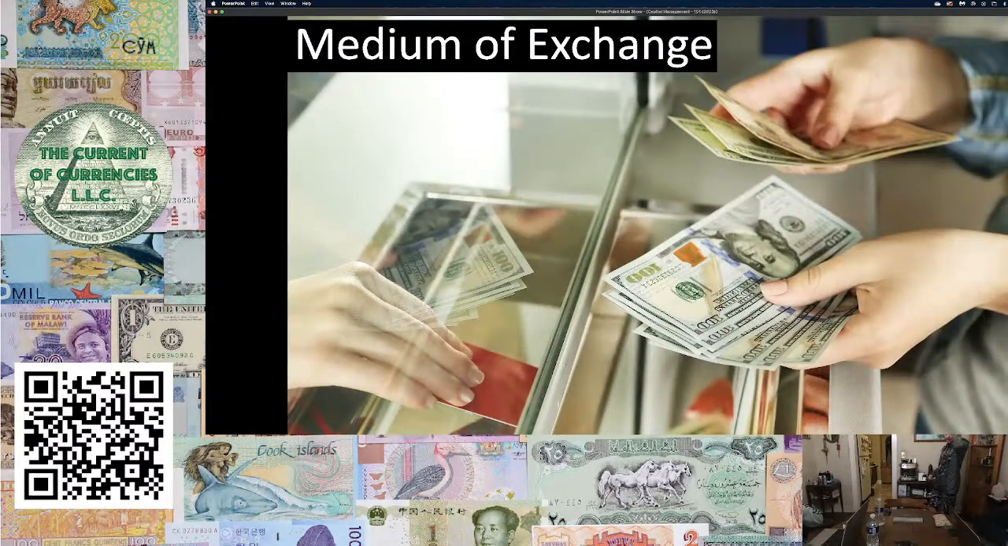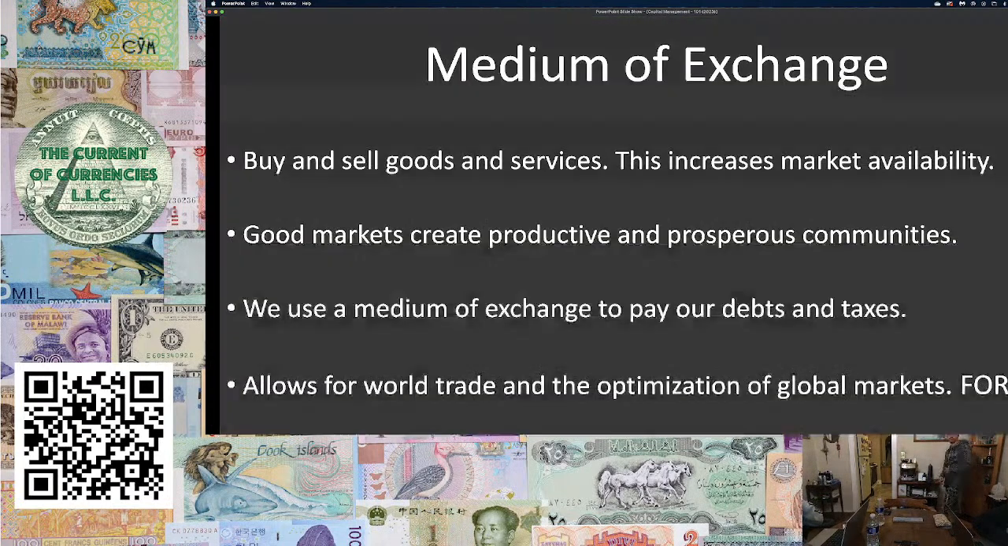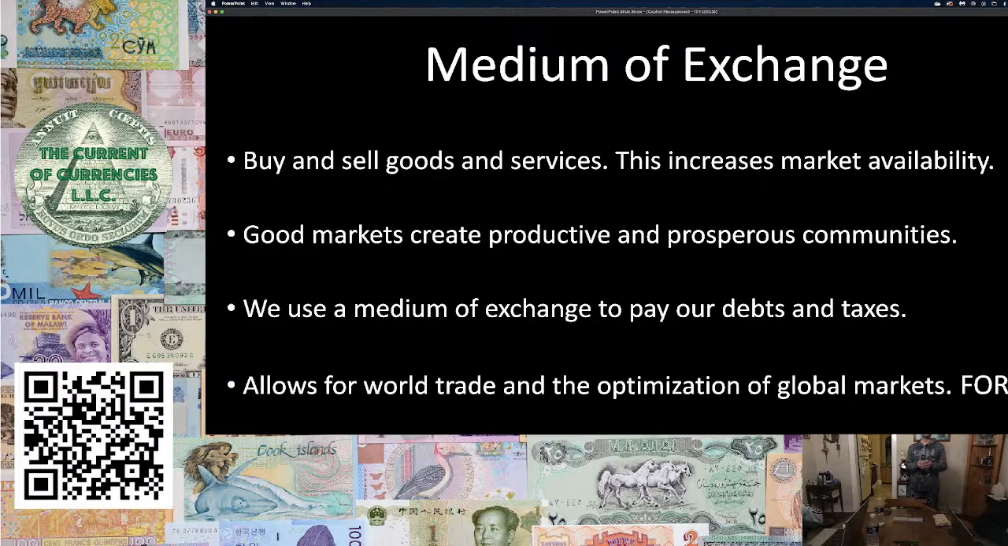Not gonna lie. So our next one is medium of exchange. And this is to buy and sell goods and services. It increases market availability, and by that I just mean that it creates more opportunities for us to trade, exchange, barter, etc. Good markets create productive and prosperous communities, and for the 21st century, New York City is the perfect example for that. If we didn't have a solid currency to lend, borrow, trade, barter with, none of this would have ever happened in America. And that's why the American dollar is so important right now.